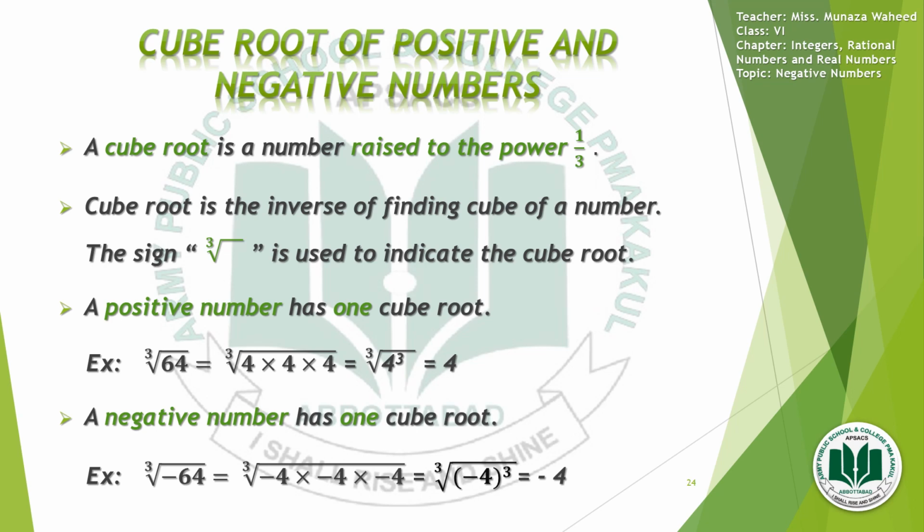As you can see in the example, 64 can only be represented as the cube of 4. So it has one cube root. And a negative number, that is minus 64, can also only be represented as the cube of minus 4. So it has one cube root, that is minus 4. So a positive number has one cube root and a negative number also has one cube root.